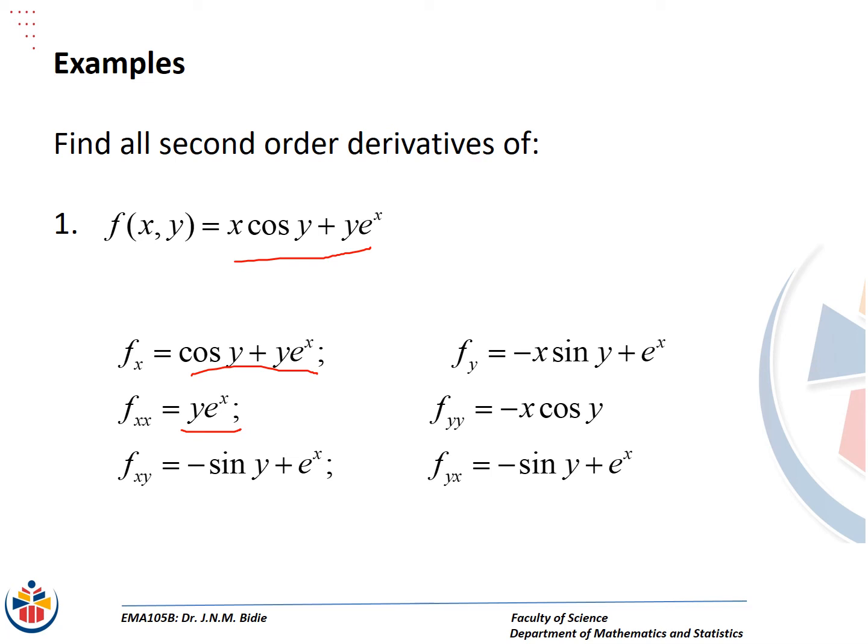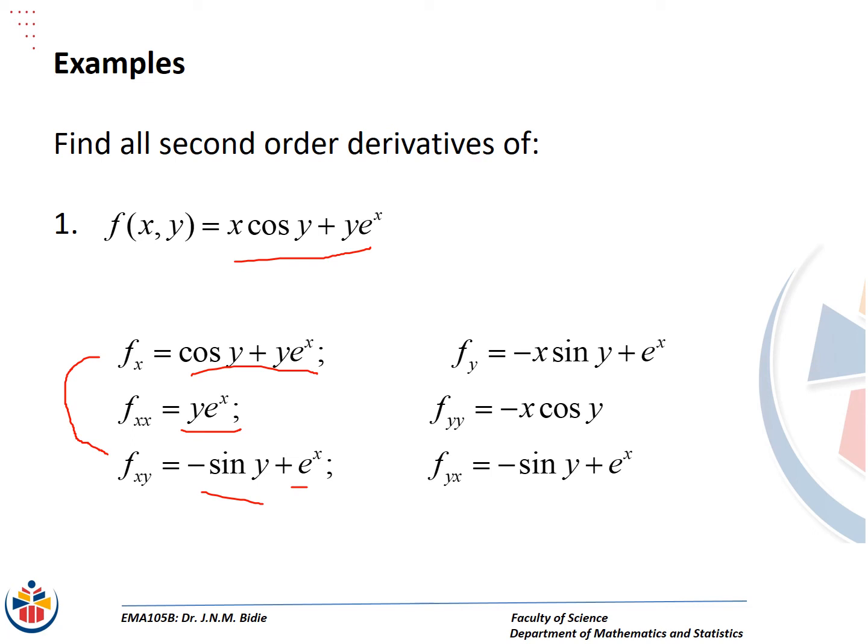And then from the first derivative with respect to x, now we have to differentiate with respect to y, finding fxy. That means now we are holding x a constant. So that means differentiating cos y, and it gives us negative sine y. And then we differentiate y e to the power x. That means we are going to be left with e to the power x because x remains a constant.